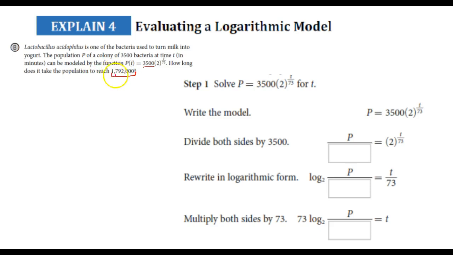Well, 1,792,000. So first things first, we're going to write the model down. Next thing we're going to do is there's a 3,500 being multiplied. So what's the opposite of multiplying?